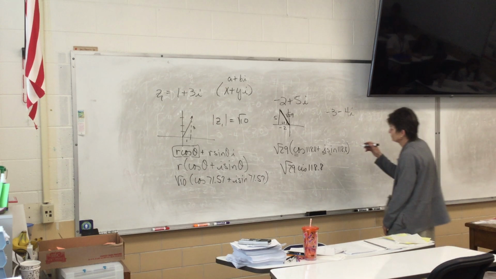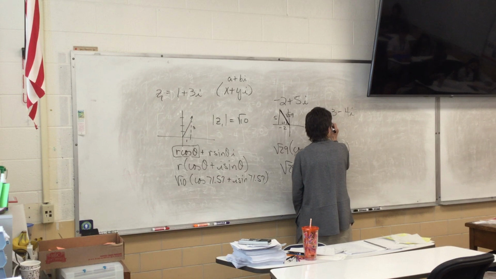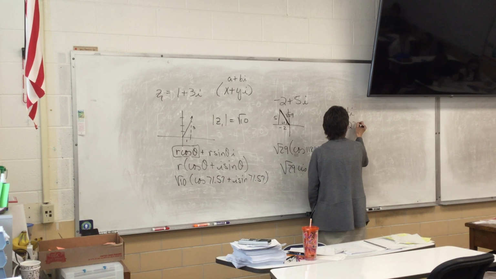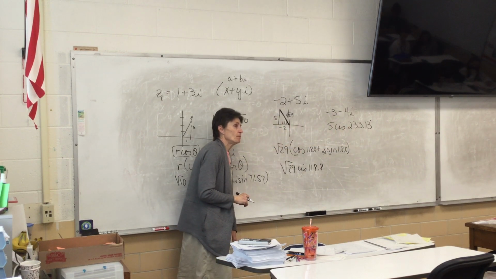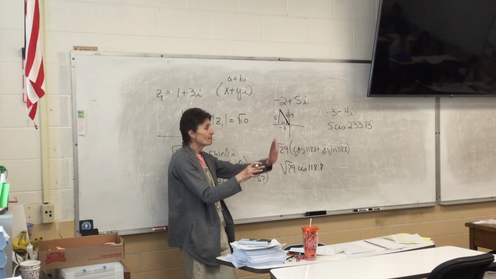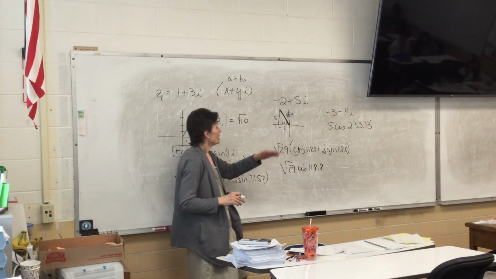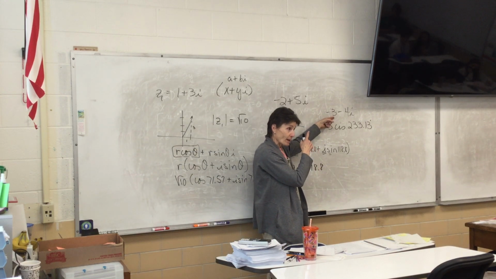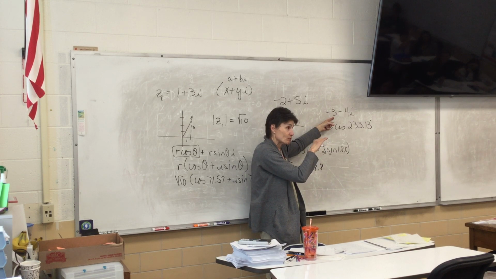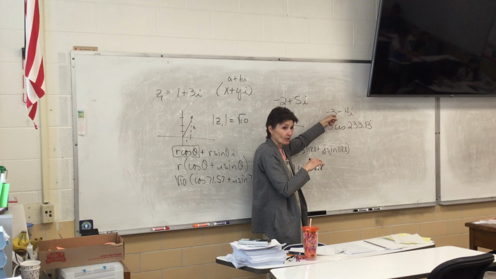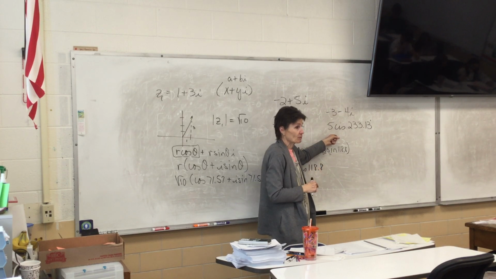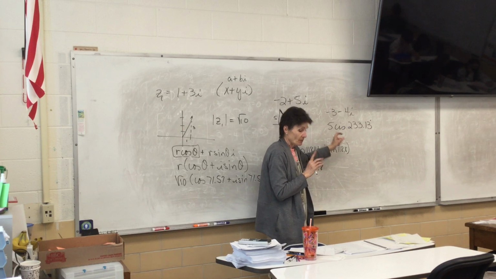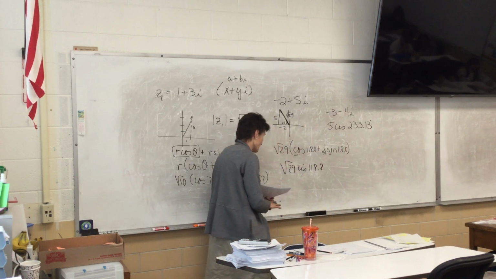Colin, you got it? I think so. 5 cis 233.13. What do you think about that, guys? Would you agree? Yes. Beautiful. So everybody feels comfortable changing from rectangular, Cartesian, complex form, all three of those words mean the same thing, into polar or trigonometric form. Everybody's good? Okay, now we're going backwards.